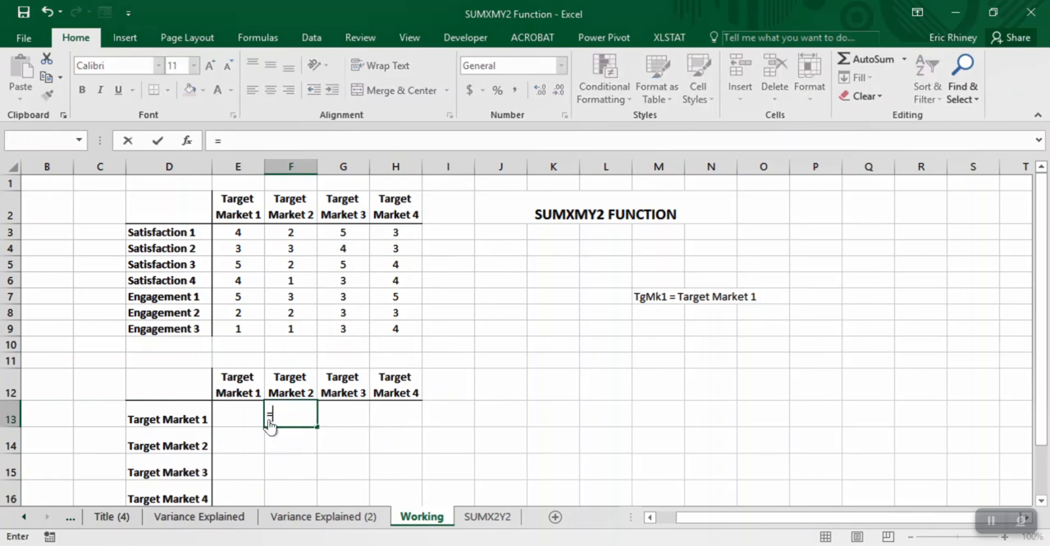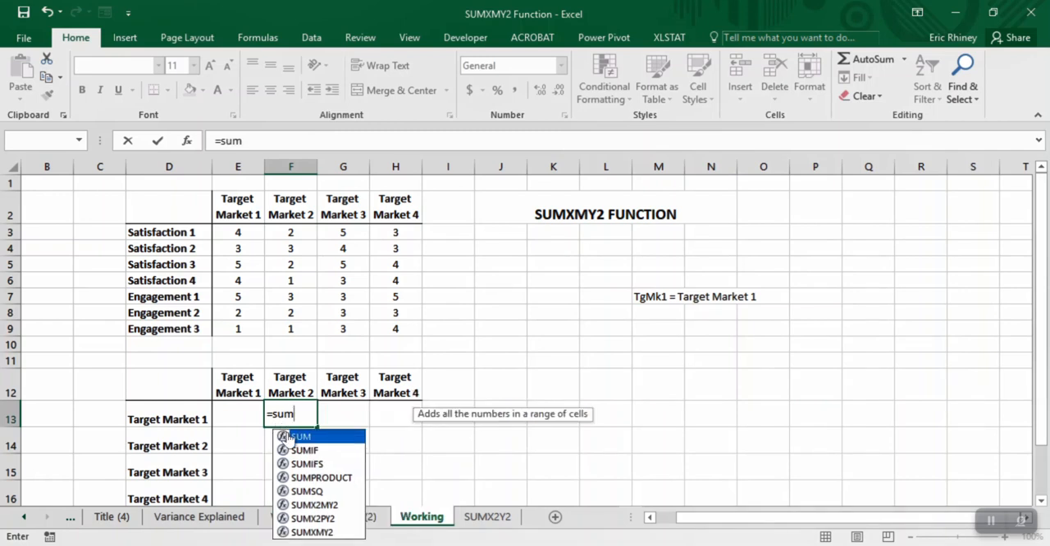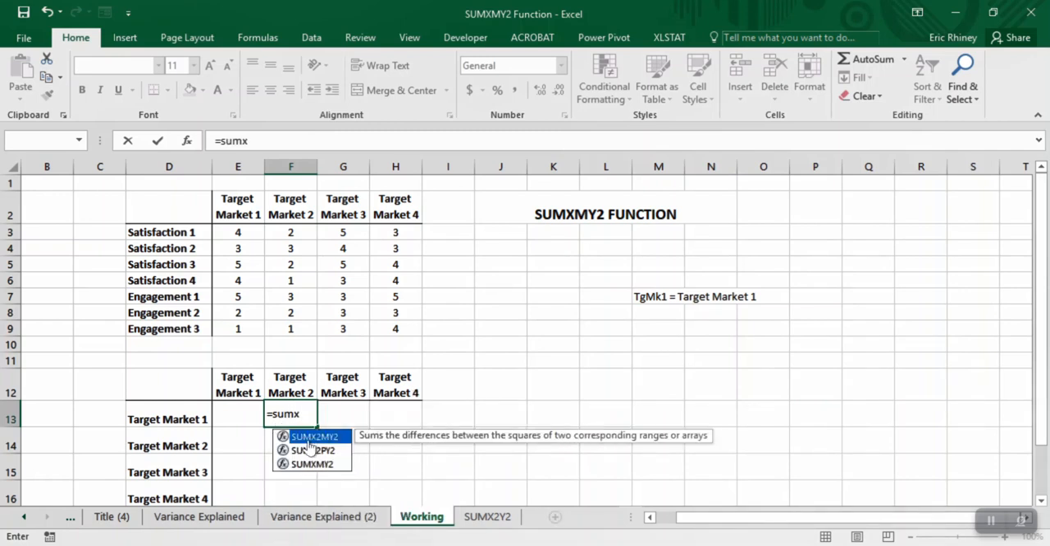So I'm going to say equals SUMXMY2, and as soon as you start typing that in, you get this reference guide that you can use. We have several different ones, and I'll talk a little bit about the sum of squared differences versus the sum of differences squared. We're using the sum of differences squared instead of the sum of squared differences, which is this one. So be careful that you don't use SUMX2MY2, because that's different. All right, SUMXMY2 is what we're going to use.